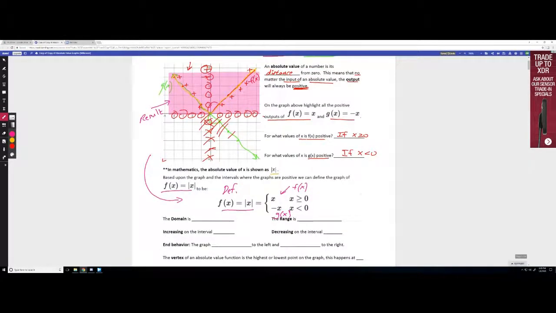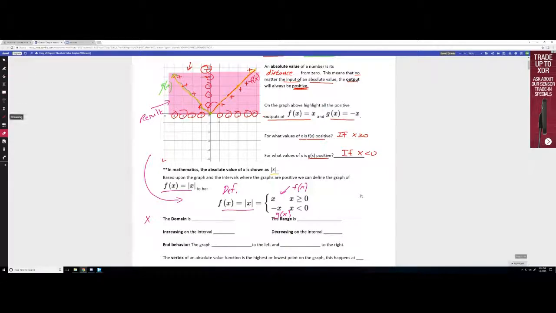So we're going to go into the conversation of domain. Now remember, domain is your inputs, the x values. So what is our domain? If you look at our values here, we use all kinds of input values. So let me erase most of this mess down here. Okay, there we go. Now again, domain is all our x values.